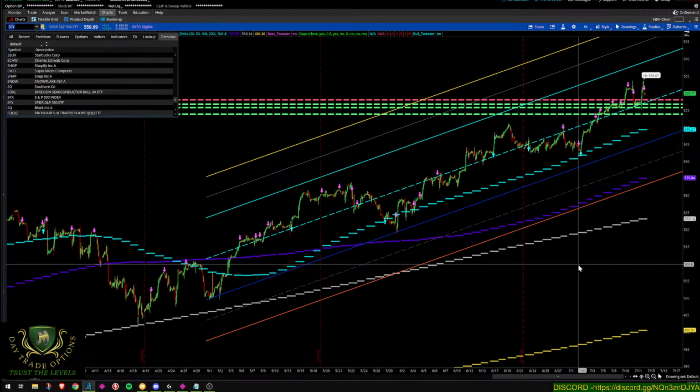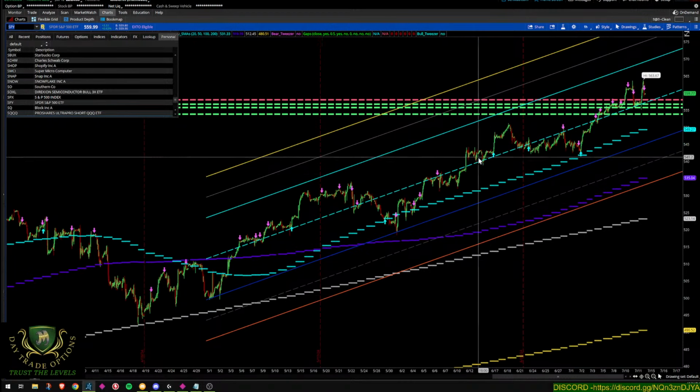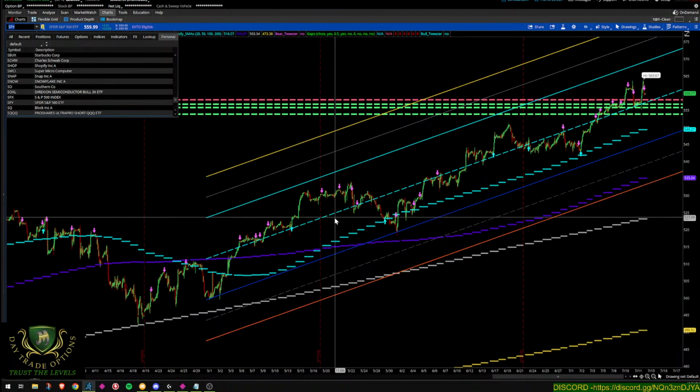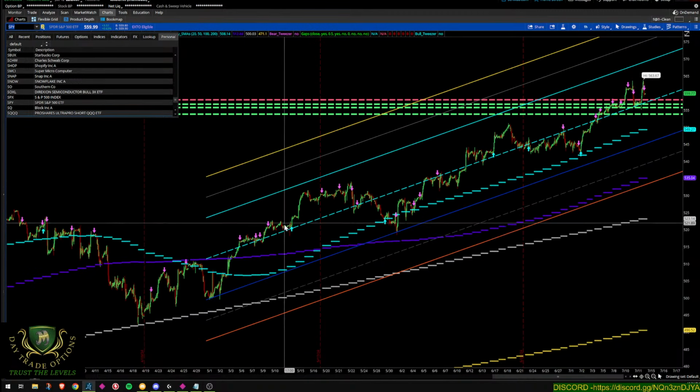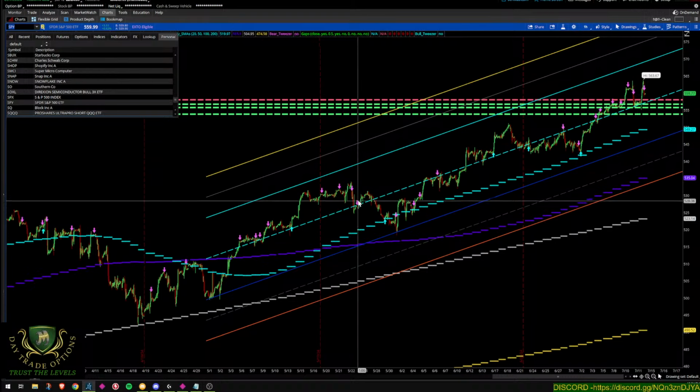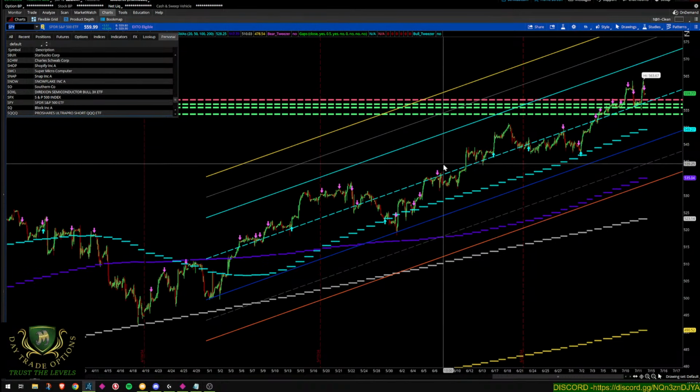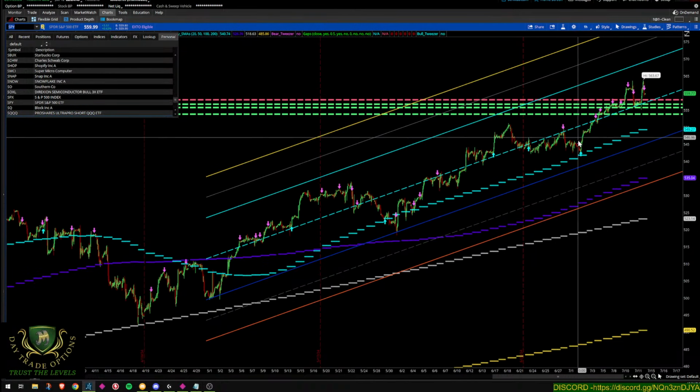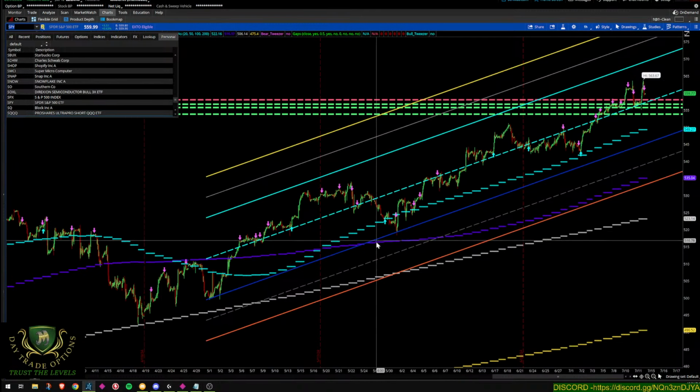So absolutely. And now it doesn't always do that. A lot of times you'll consolidate, especially around the mean. If you notice the mean, it tends to come up to it and consolidate and then either go one way or the other. You don't really know.